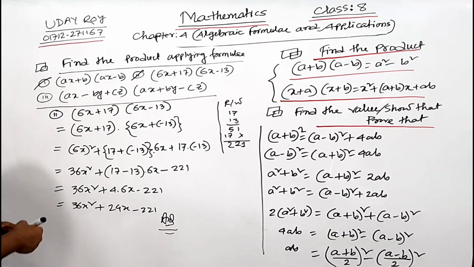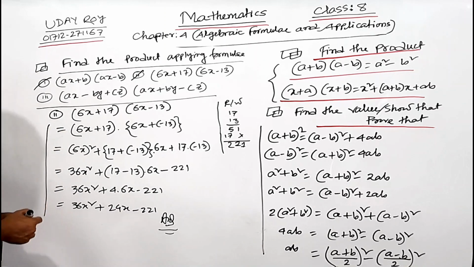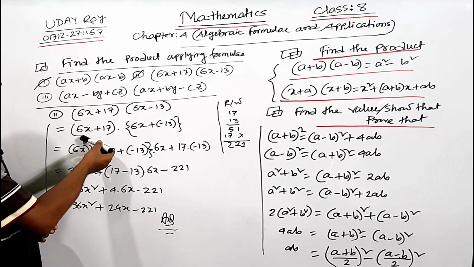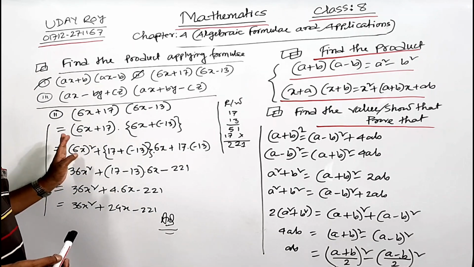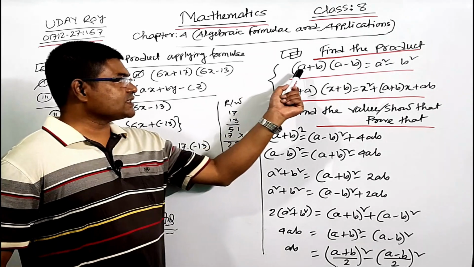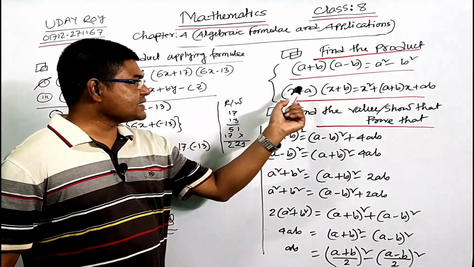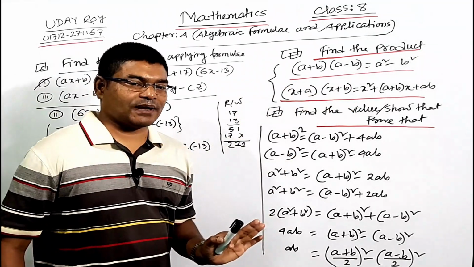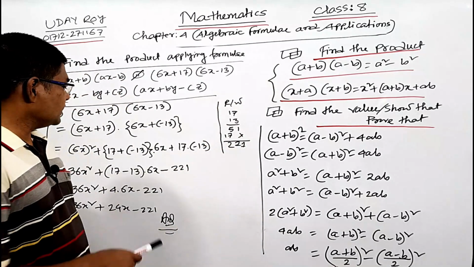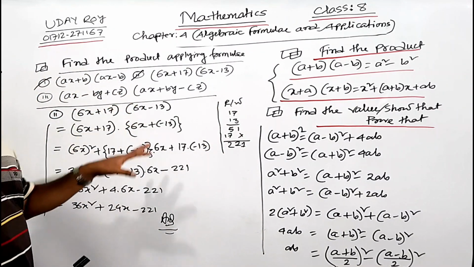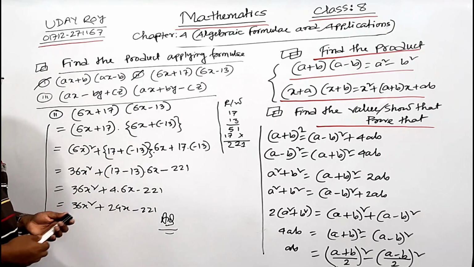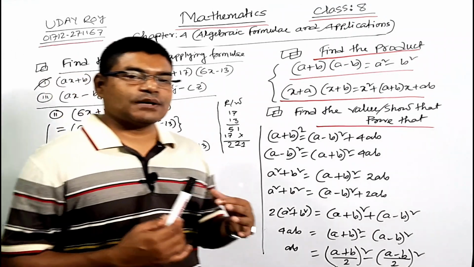So you can see we have got x plus a into x plus b. The first one is a plus b into a minus b, and second one x plus a into x plus b. So we have got the answer. So math number 2 is done. Now we will do math number 3.